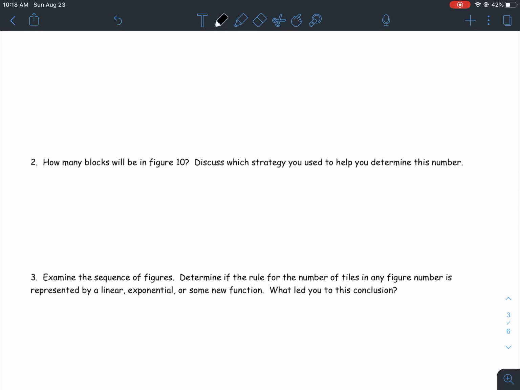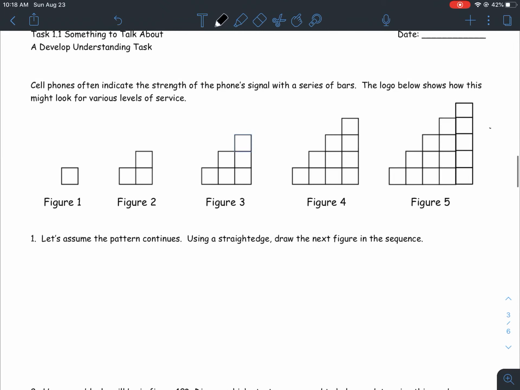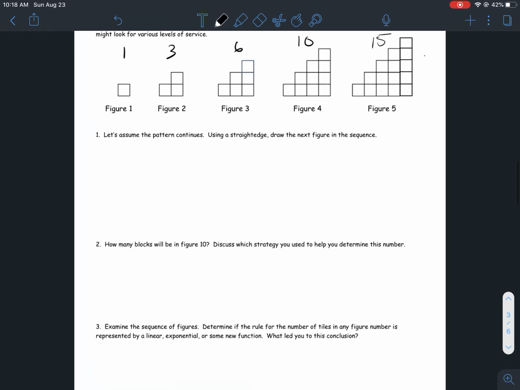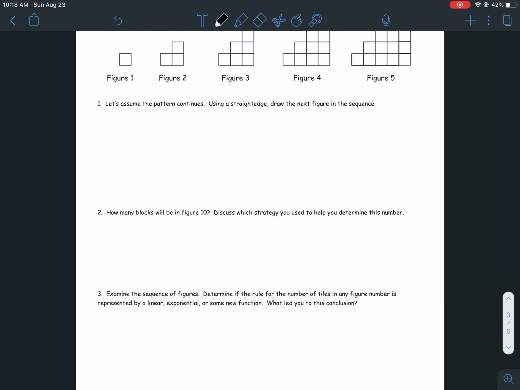Number 2 says, how many blocks will be in figure 10? Discuss which strategy you used to help determine this number. So if we look here, we have to go through and count up how many boxes are in each figure. Well, in the first figure, we have 1. The next figure, we have 3. The next figure, we have 6. Then 10, 15. So they want to know how many would be in figure 10.